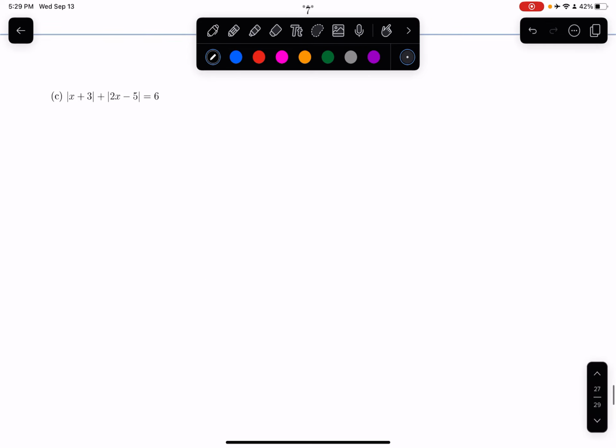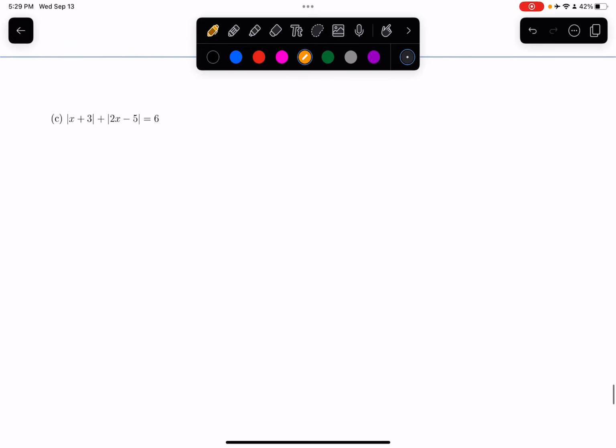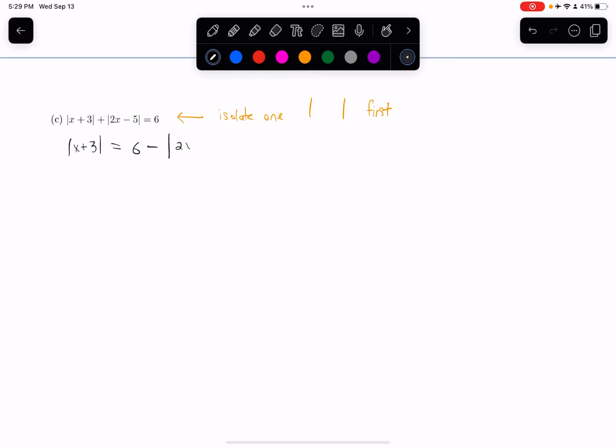So let's take a look at another example, but we're going to up the difficulty this time because we have something with two absolute values. So there's two absolute values in this next equation. So what I need to do first there is isolate one absolute value first. I could do either one. Maybe I'll isolate the absolute value of x plus 3. Doesn't really matter. And then the other absolute value I'll move over. So I'll get 6. And then this one has a plus in front of it. When I move it over, it becomes minus absolute value of 2x minus 5.